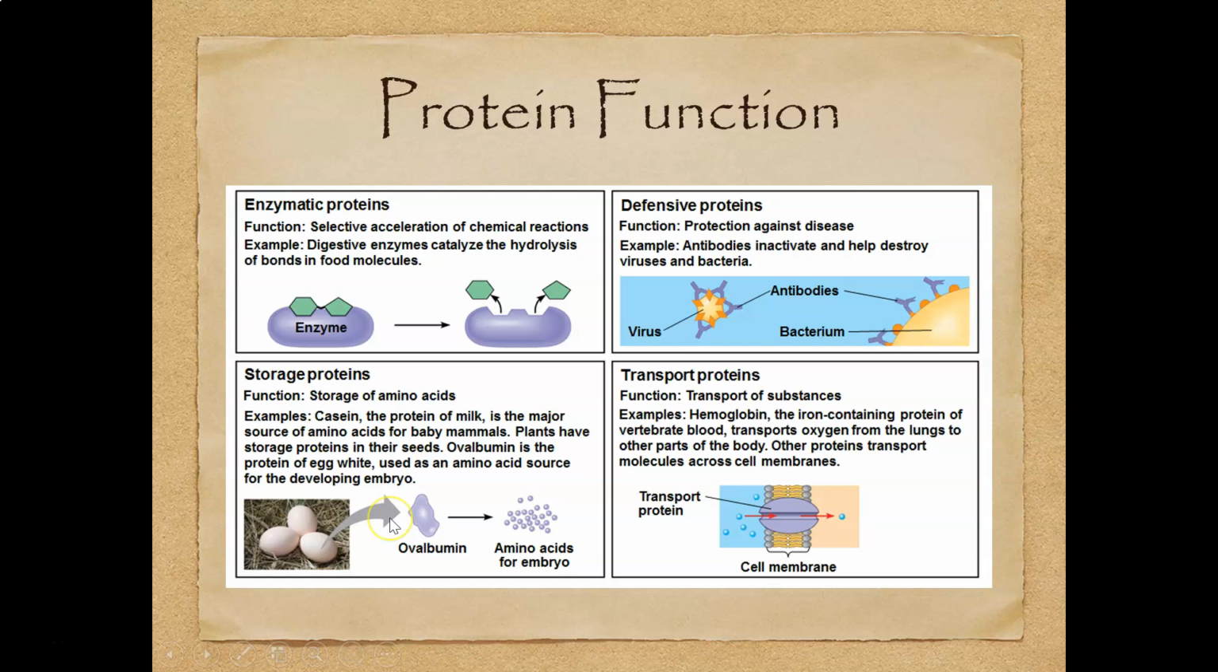Storage proteins. We won't hit this too much, but be aware that those proteins can be used for storage of amino acids to build things. So, like the egg whites in the actual chicken eggs, right? And they'll use those to break that albumin down to have amino acids to actually start building the chick in those eggs.